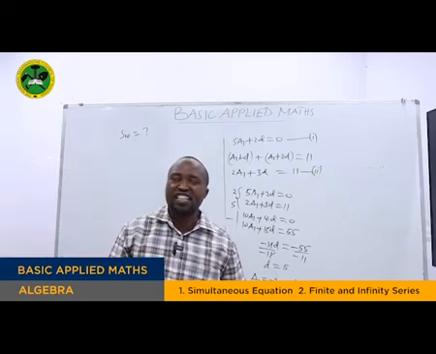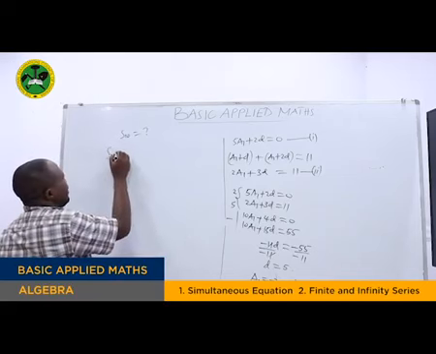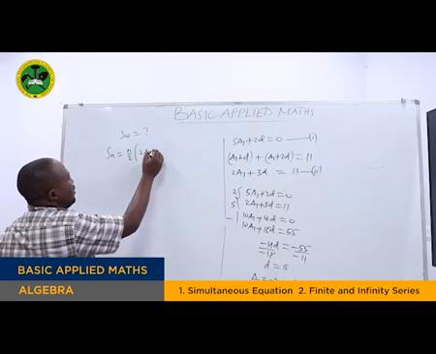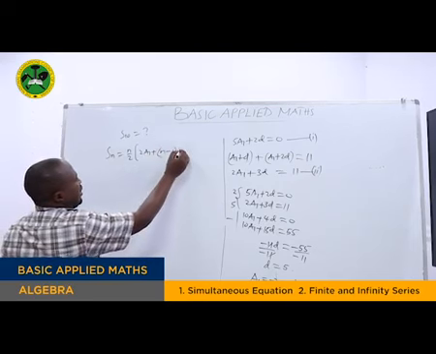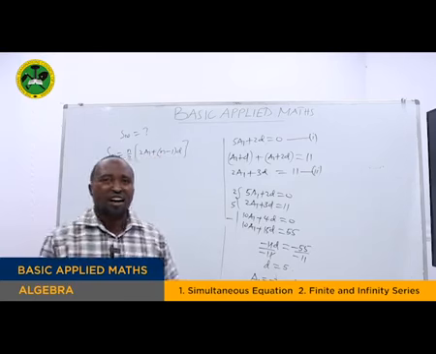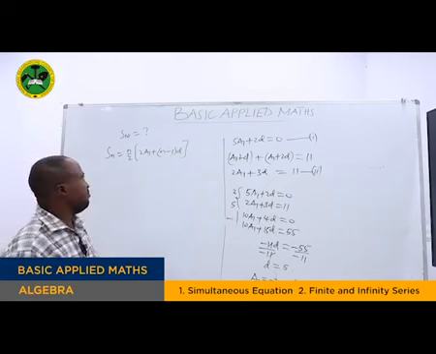Remember the formula for finding the sum of an arithmetic progression, which says Sn is equal to n over 2 bracket of 2a1 plus n minus 1 times d. That is the general formula for finding the sum of the arithmetic progression.